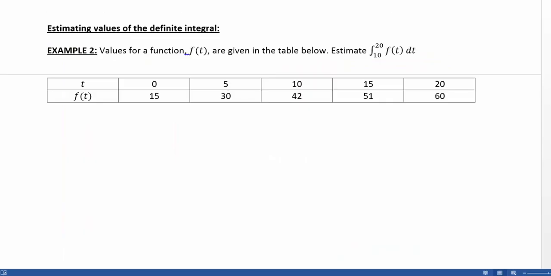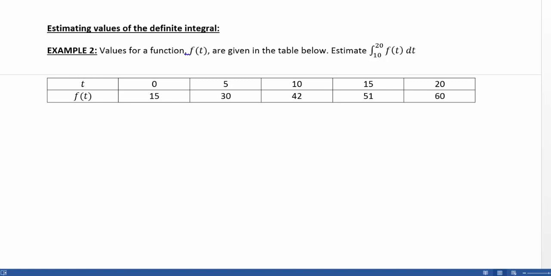Estimating values of the definite integral. Example 2. Values for a function f of t are given in the table below. Estimate the definite integral from 10 to 20 of f of t dt. So we're estimating the area under the curve. And the part that's really important here are the bounds.